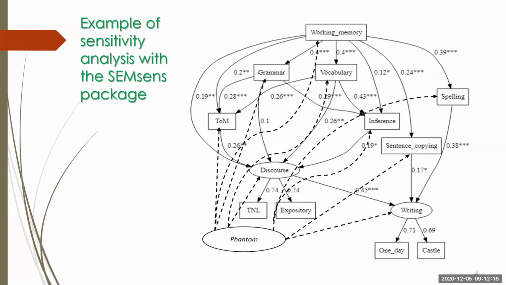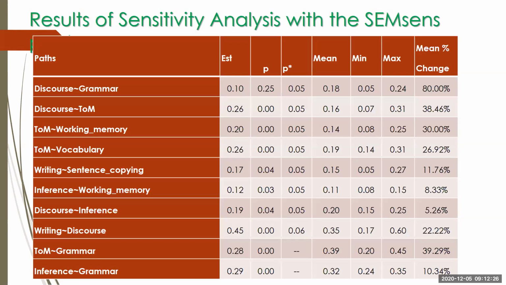So after running this example with the SEMsens package, specifically looking for changing p-values, I obtained these results here. These are paths in the model. So discourse to the grammar is the direct effect of grammar on discourse. This is just part of the results.